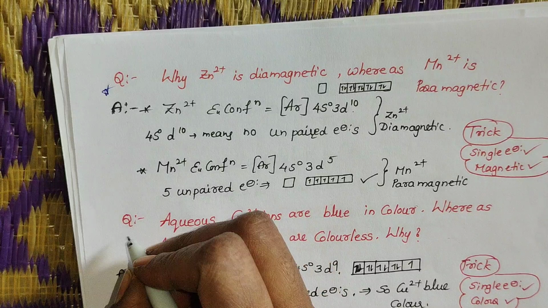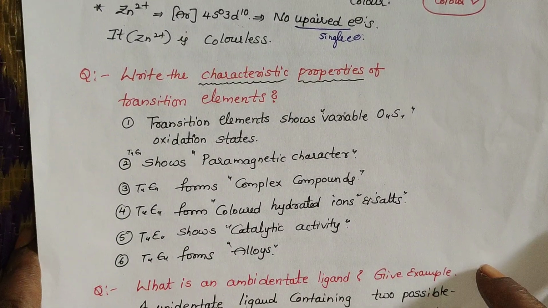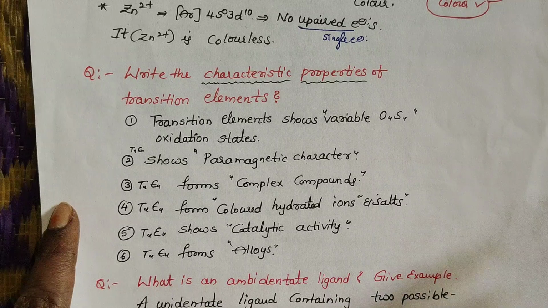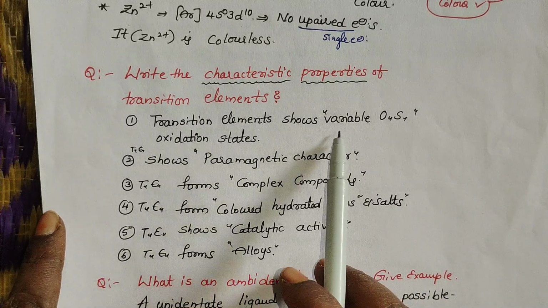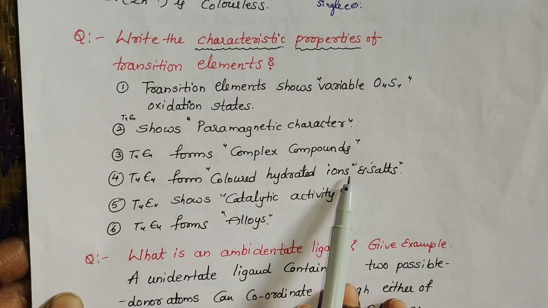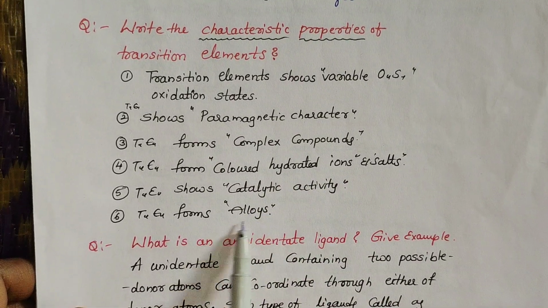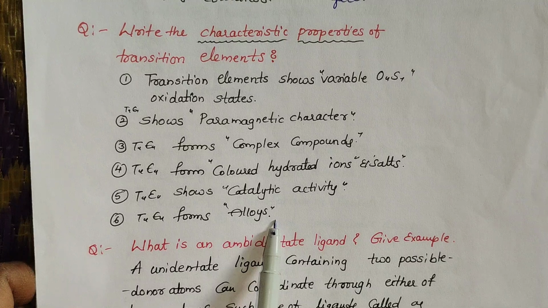Next, one more question from the d block elements. Write the characteristic properties of the transition elements. Transition elements show variable oxidation states, paramagnetic character, complex compounds, colored hydrated ions and salts, catalytic activity, and alloys are formed. Okay, simple.